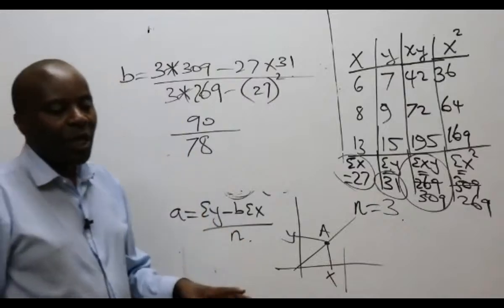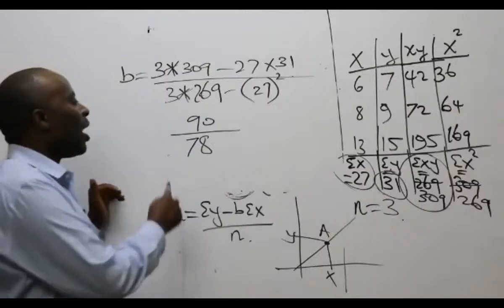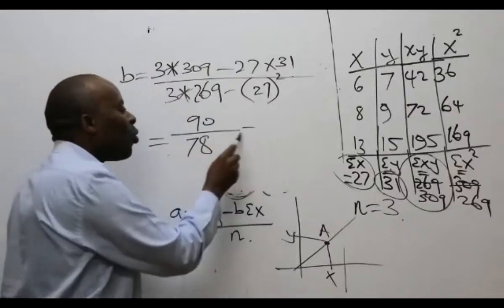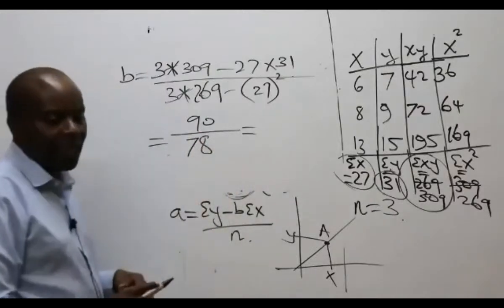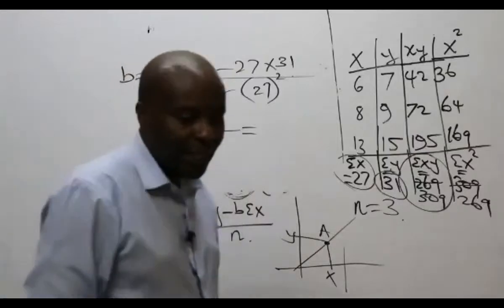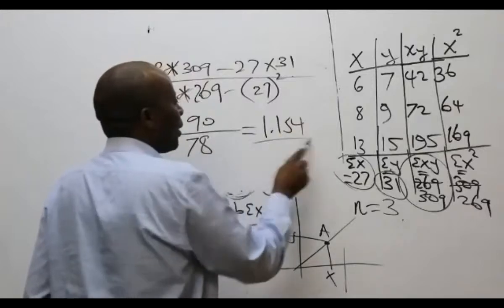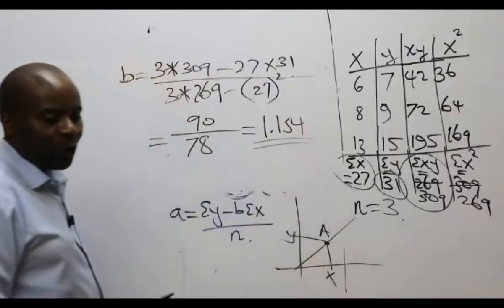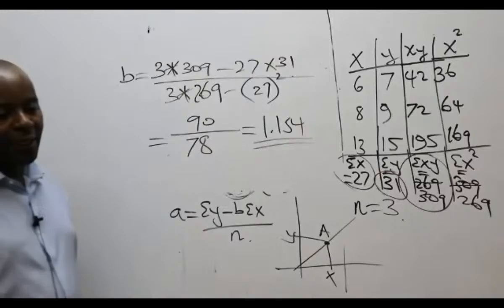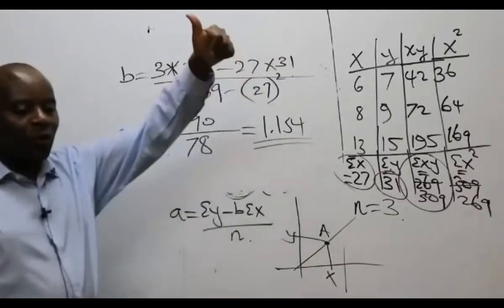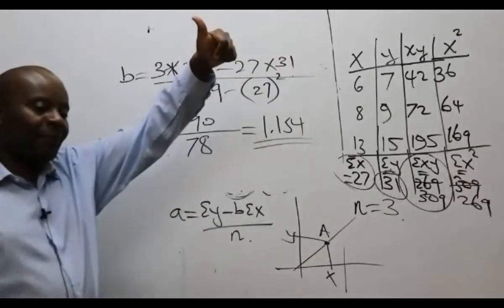Thank you very much. Now, ladies and gentlemen, do me a favor. Please go ahead and give me the quotient here. What is 90 divided by 78? So Sharon tells me it is 1.154 like that. Great. So many guys have been able to confirm.